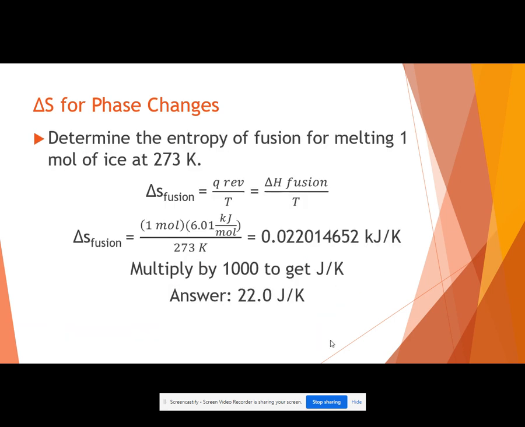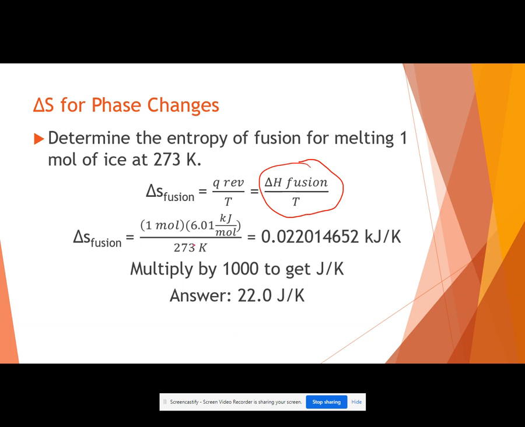Here, this is an example that the book gives us. It says, determine the entropy of fusion for melting 1 mole of ice at 273 Kelvin. Here we have our delta S of fusion, which is the same as saying Q of your reverse divided by T. Now remember, we can relate this and actually change this to delta H of fusion divided by T. So there's your equation we're going to be using.